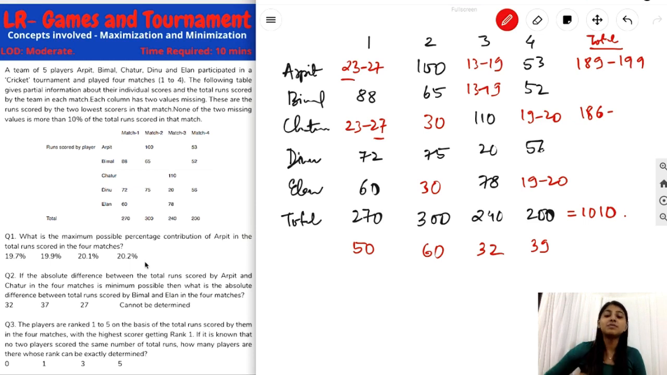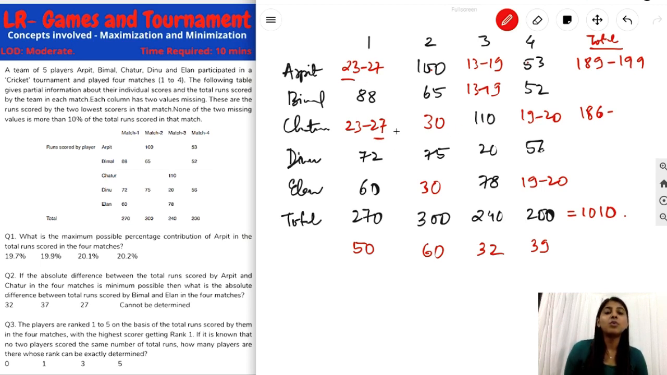They are telling that if it is minimum, then what is the absolute difference between the total runs scored by Bimal and Ilan in the 4 matches? All right. See, this we cannot manipulate. It is what it is. 100 plus 53 and this 110 plus 30. It is fixed as what it is. We can only manipulate this.